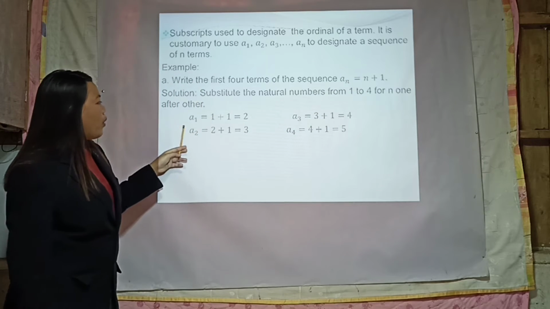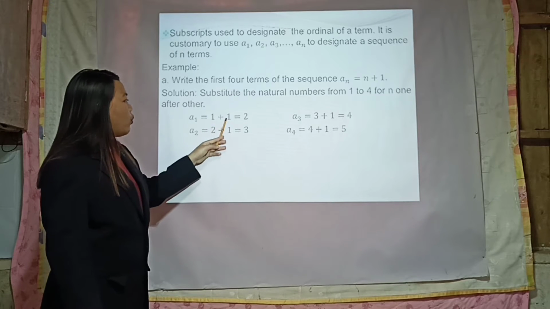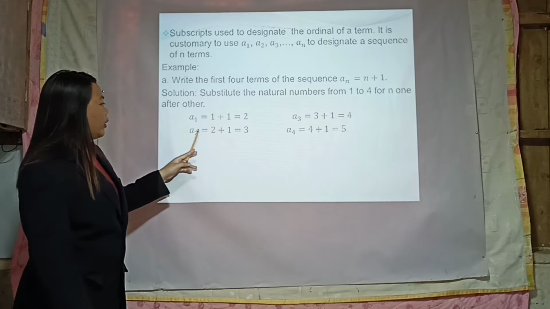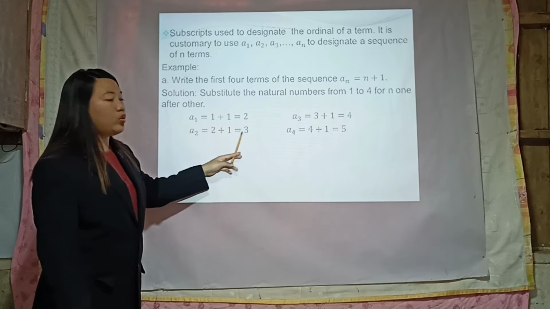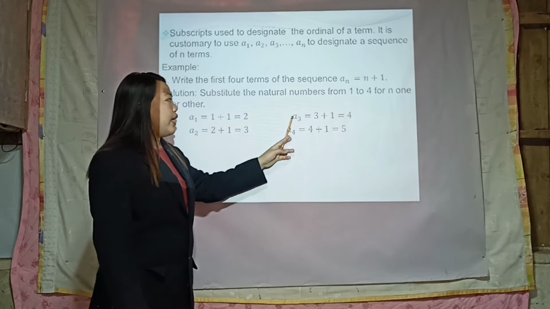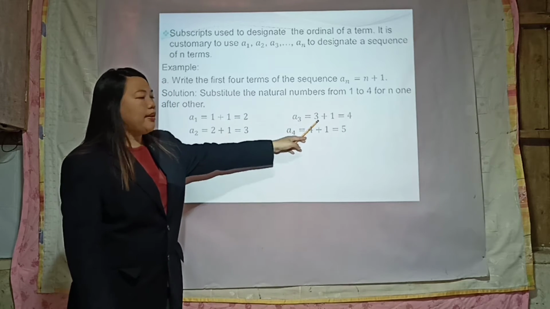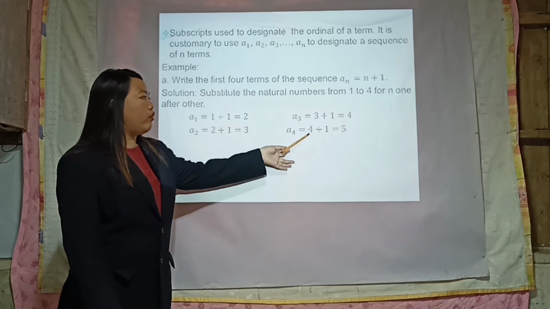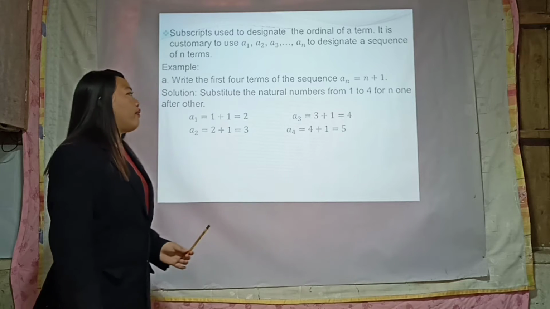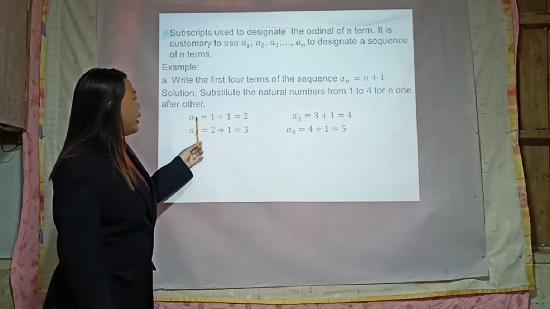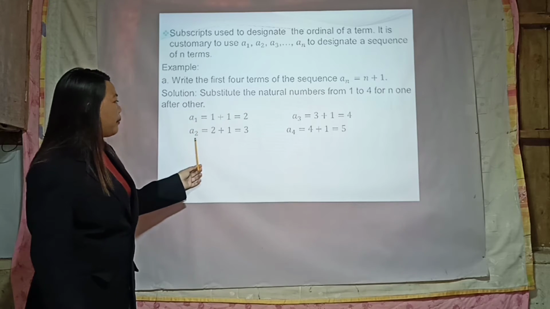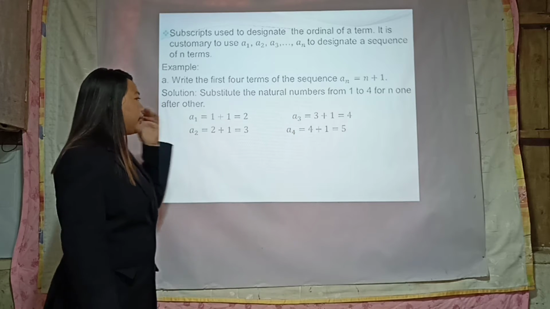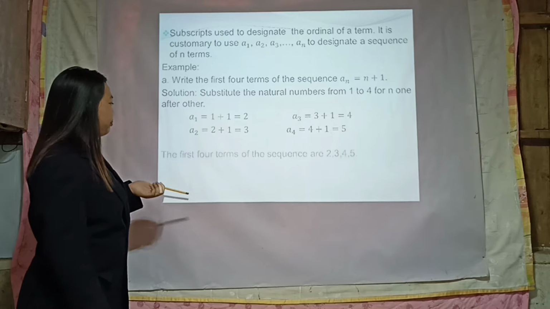So, it becomes a sub 1 is equal to 1 plus 1 is equal to 2. Then a sub 2 is equal to 2 plus 1 is equal to 3. Then a sub 3 is equal to 3 plus 1 is equal to 4. And a sub 4 is equal to 4 plus 1 is equal to 5. So, a sub 1 is the first term, a sub 2 is the second term, a sub 3 is the third term, and a sub 4 is the fourth term.